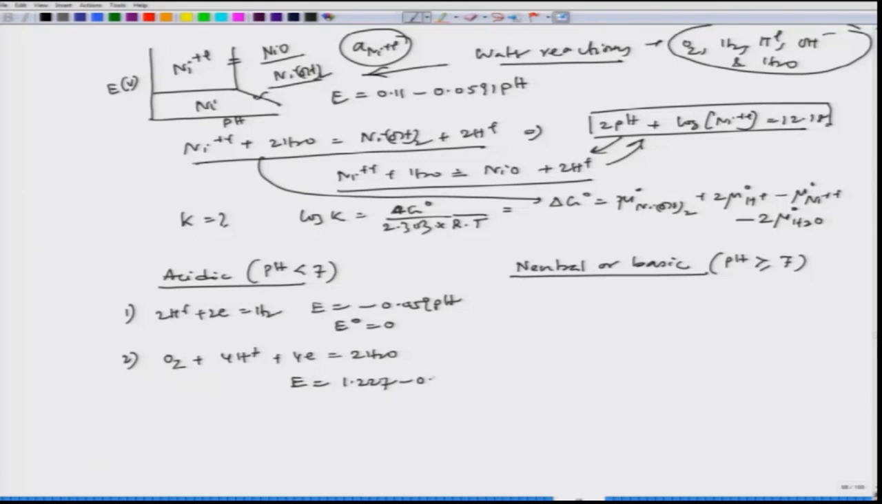E equals 1.227 minus 0.059 pH, and on the other side we have 2H2O plus 2e equal to H2 plus 2OH minus, and for this E equals minus 0.827 plus 0.059 pOH. Why is this term coming for this reaction?